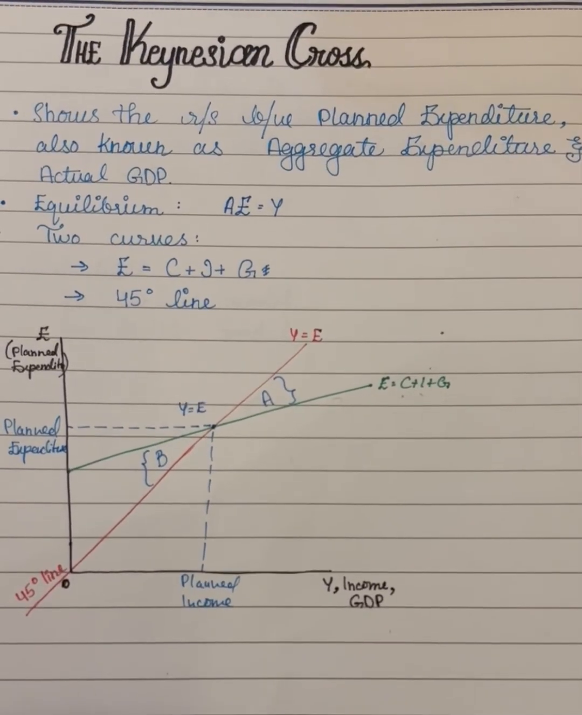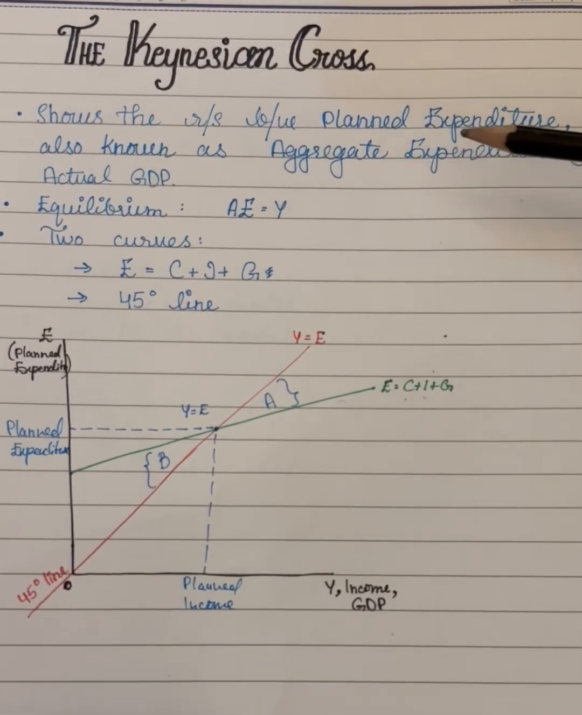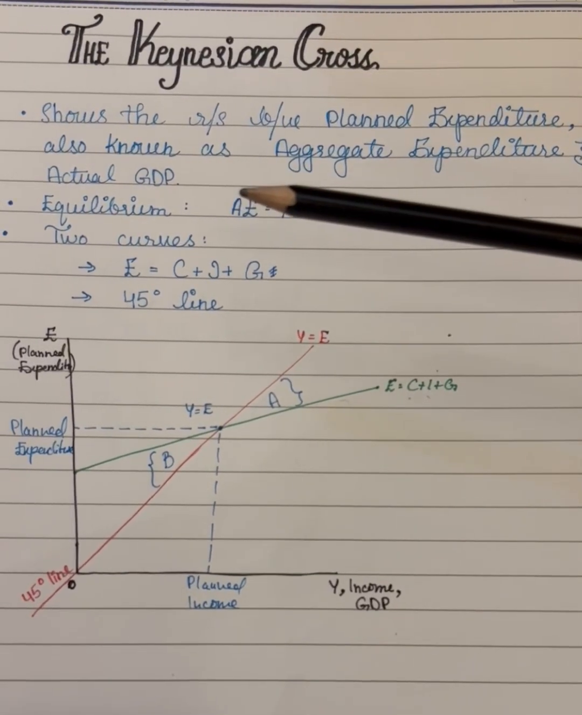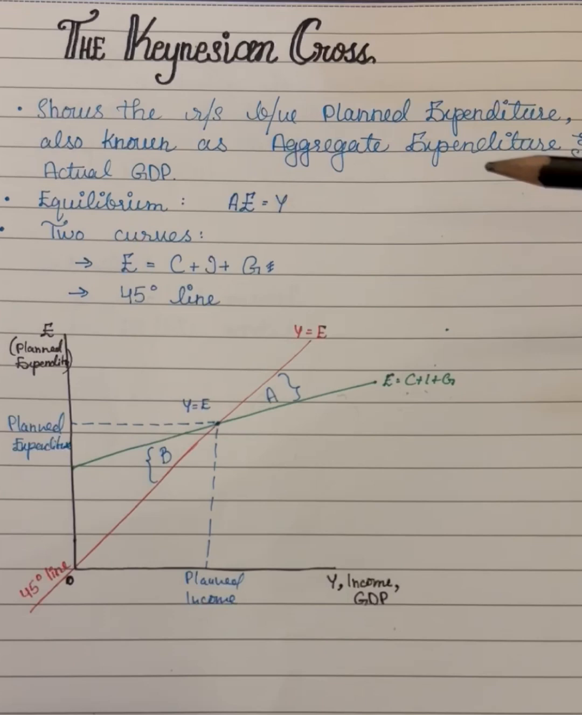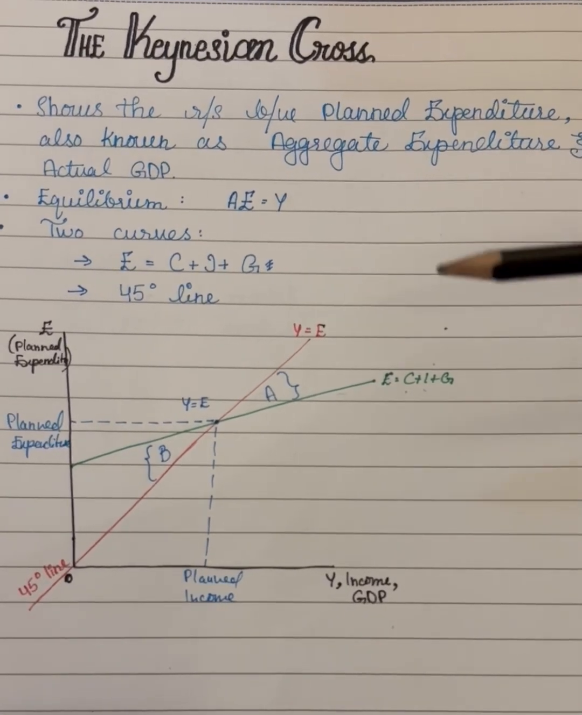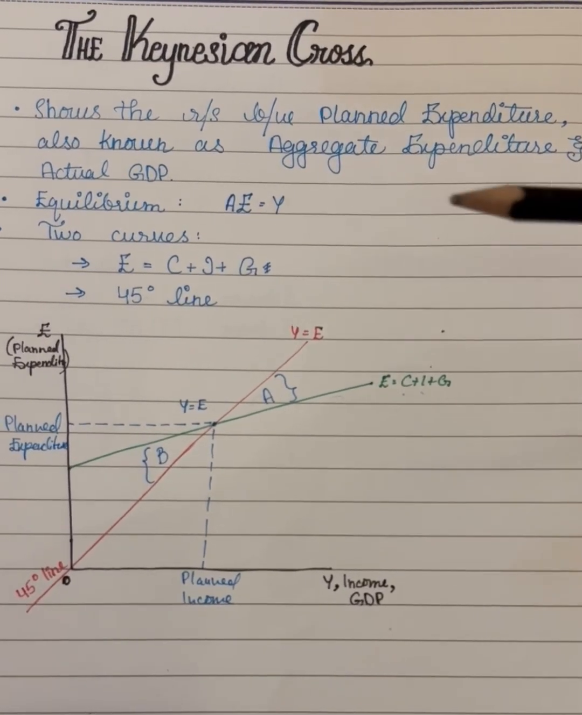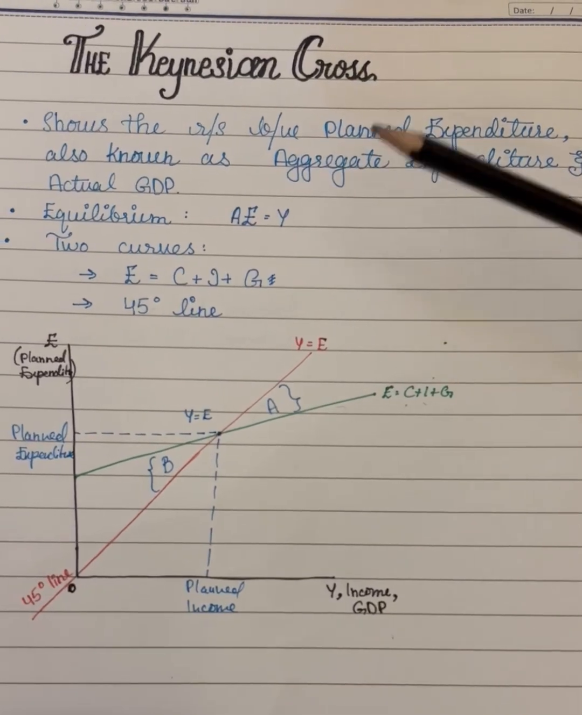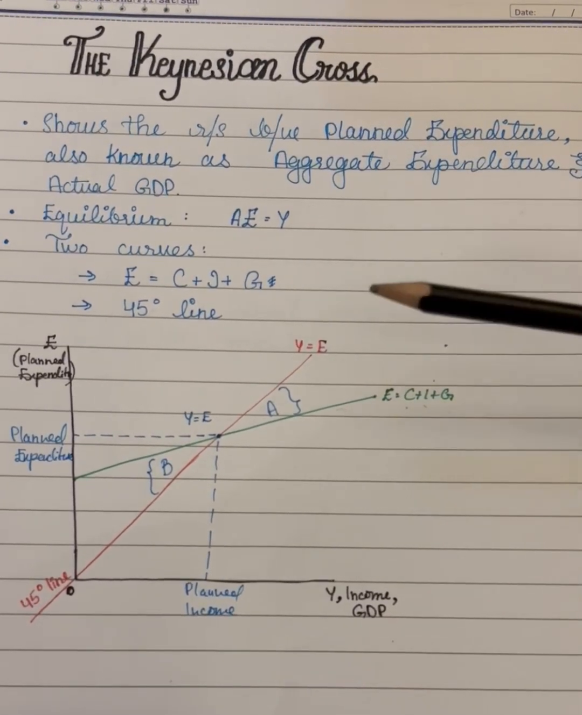The Keynesian cross shows the relationship between planned expenditure and actual GDP. Planned expenditure is also known as aggregate expenditure. We denote it as AE. The equilibrium is where both the planned expenditure and the actual GDP meet.